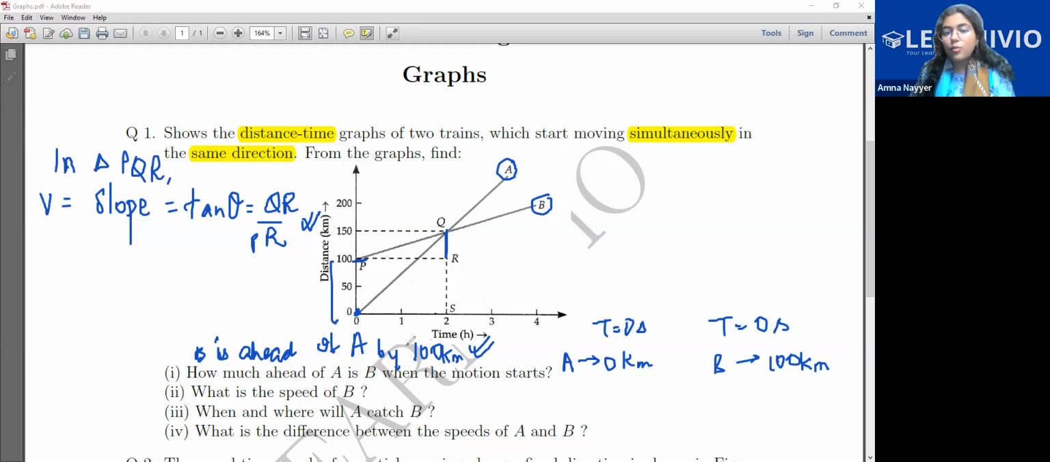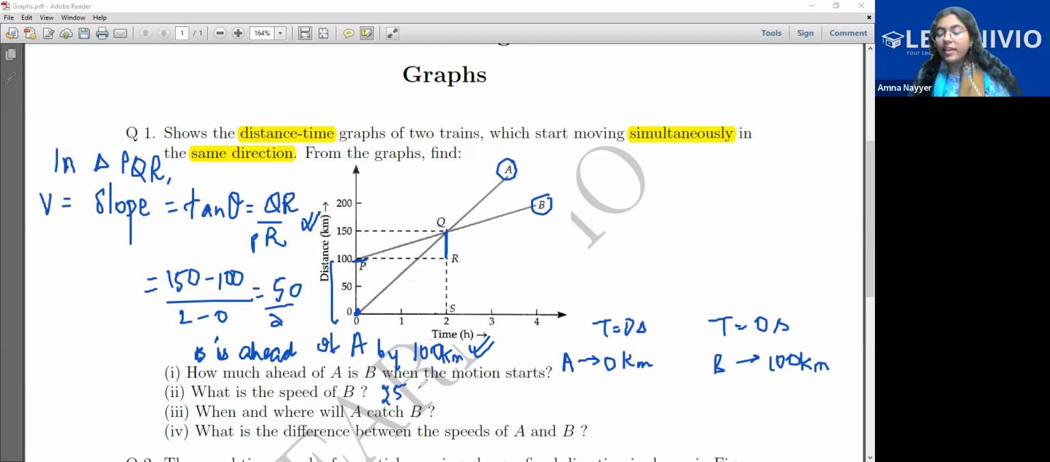So what is your perpendicular? 150 minus 100, right? Your perpendicular will be 150 minus 100, divided by, what's the PR? 2 minus 0. That is 50 divided by 2. So the answer of B is 25, but what's the unit?